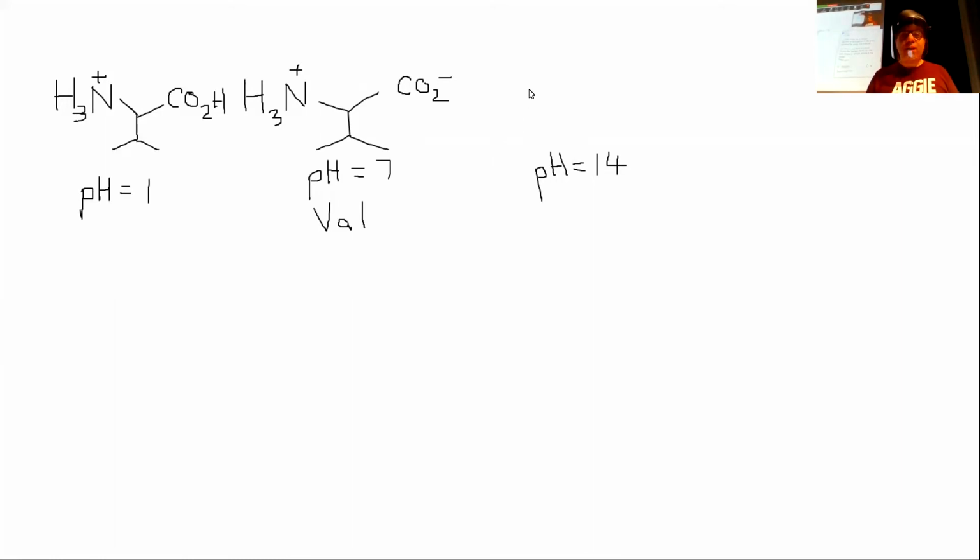There's never any question about the state of any of the groups, whether the amino group here or the carboxylic acid group here, or any of the possible groups on the side chains. There's never any question whatsoever. Whoops, I sure screwed that up, didn't I?